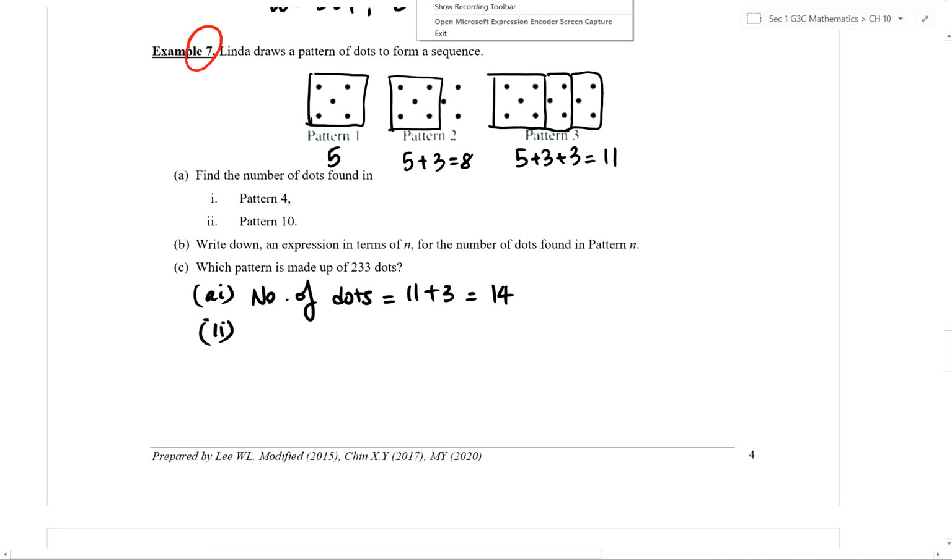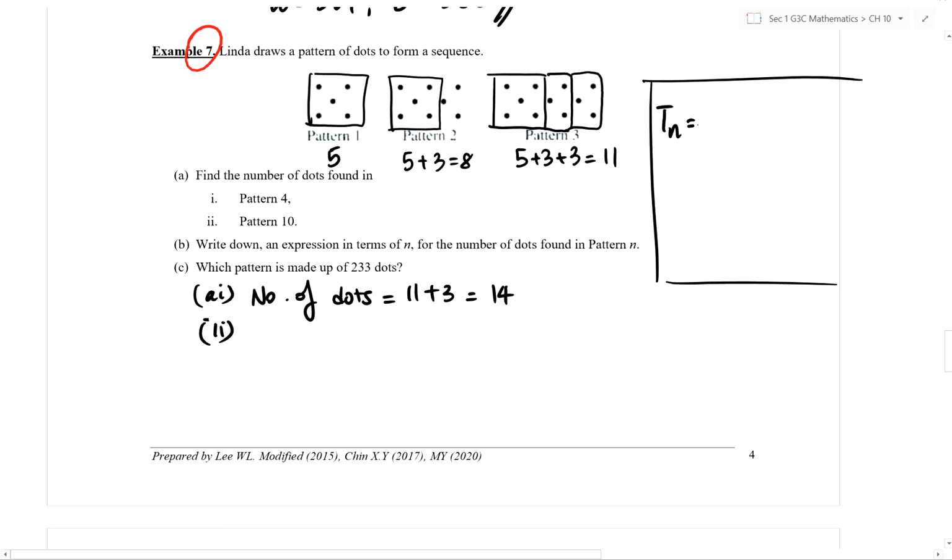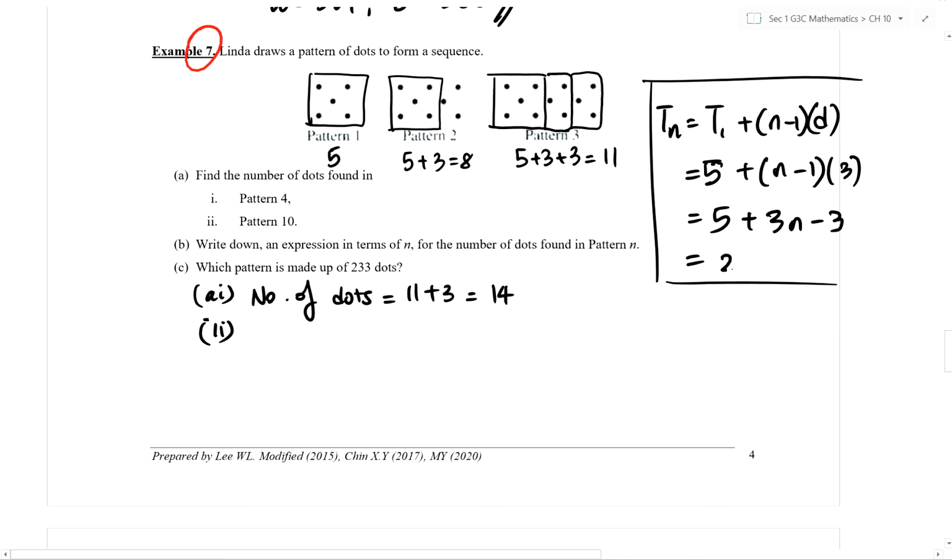Now in part 2, to find the number of dots in pattern number 10 will be quite tedious, but it is still doable as long as we make use of the general term. So Tn equals T1 plus n minus 1 times the common difference. In pattern number 1, term 1 will be 5 plus n minus 1 times 3. That is our common difference. So this is 5 plus 3n minus 3, simplified to become 2 plus 3n.